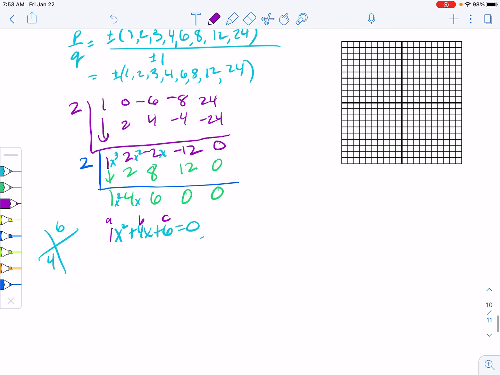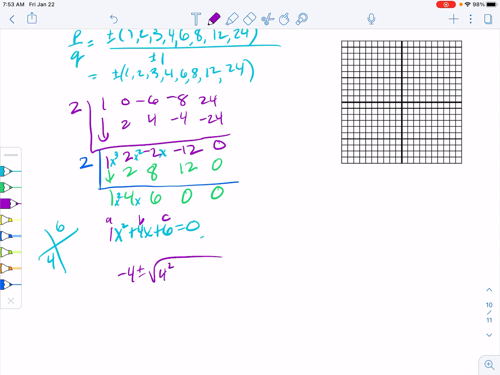So I'm going to do x equals negative b, so negative 4 plus or minus the square root of b squared, so 4 squared, minus 4 times a, which is 1, times c, which is 6, all over 2 times a, which is 1. So 4 squared is 16, 4 times 1 is 4, times 6 is 24, it's still a minus, so we get 16 minus 24, so it's negative 4 plus or minus, and then if we do the 16 minus 24, that gives us negative 6. Or sorry, negative 8 over 2.